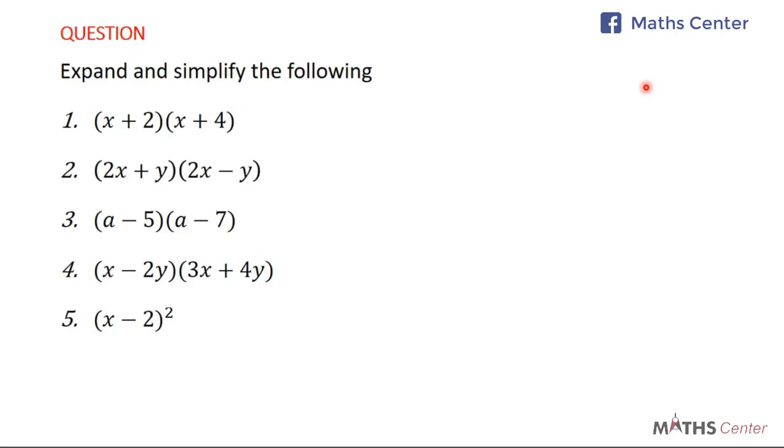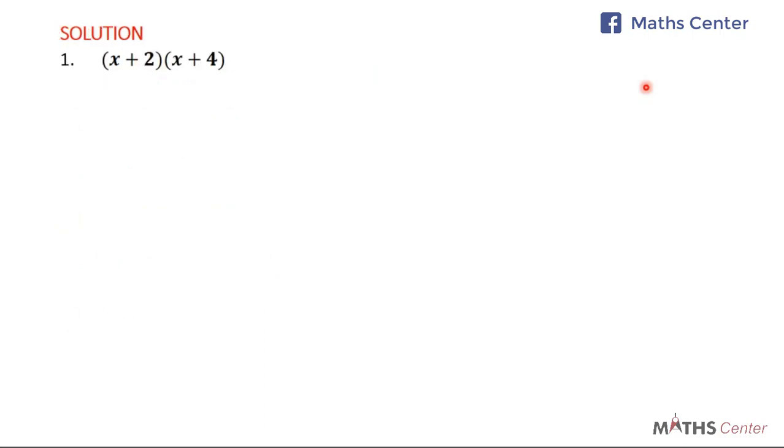So expand and simplify the following. We are going to do 1 up to 5. So let's begin with the first one. The first one says that we have x plus 2 in one bracket, then x plus 4 in another bracket. So in this case, we have x plus 2 multiplying x plus 4.